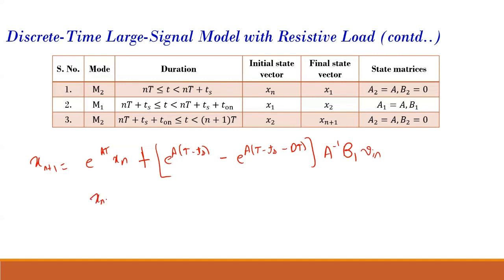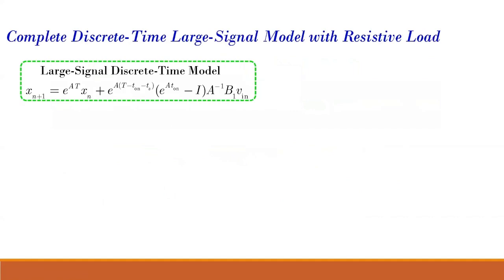So effectively it looks like x of n plus 1 is a function of x of n, d, and vn. Okay, so this is known as the discrete time map. This is the complete discrete time map which we get.